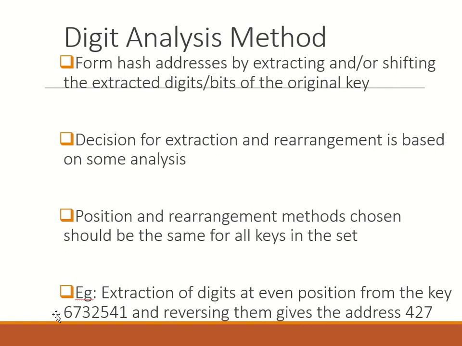If necessary, you can apply truncation or modulus table size over that. Then you can get an index position. You can store the value there. If you have a table size of 0 to 1000, you can take 427 as the address itself, and you can store 6732541 in the index position 427. Okay, so this is an example of digit analysis method.